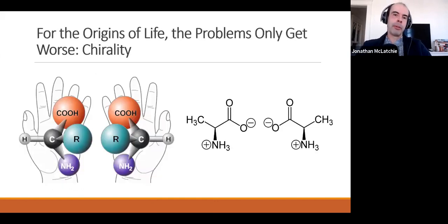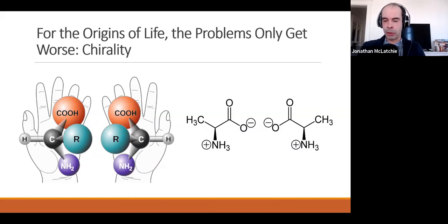So when it comes to the origins of life, the problem only gets worse. This is because each of the amino acids comes in 2 different isomeric forms, or 2 different flavors. You can have the left-handed isomeric form of amino acids, and you can also have the right-handed form of amino acids. And when it comes to biological proteins that we find in our bodies, these are uniformly of the left-handed isomeric form.